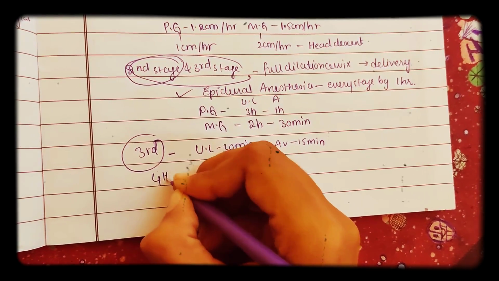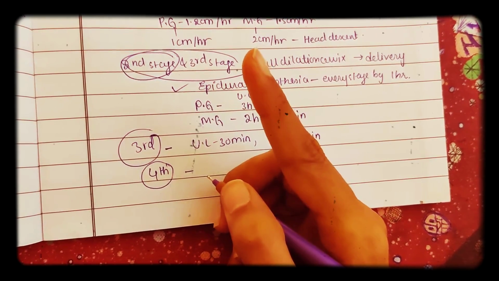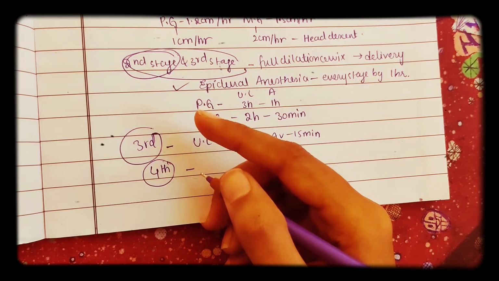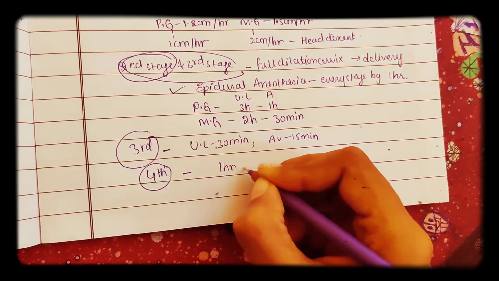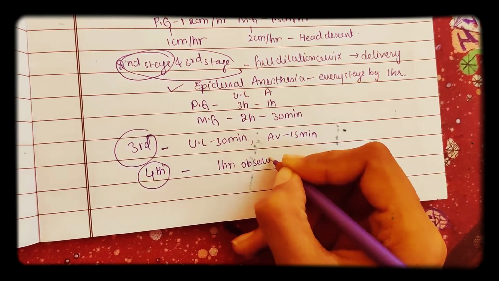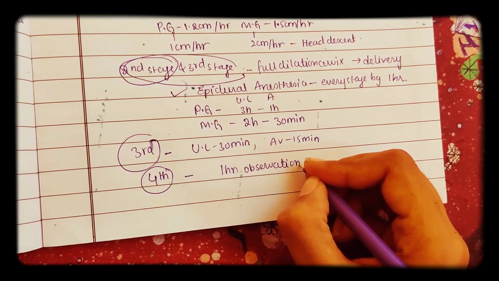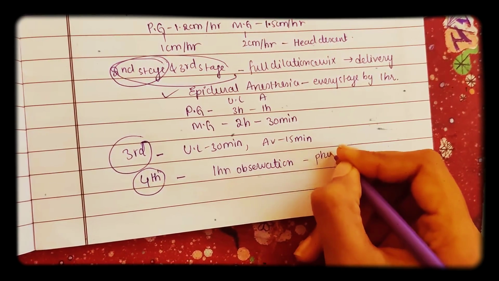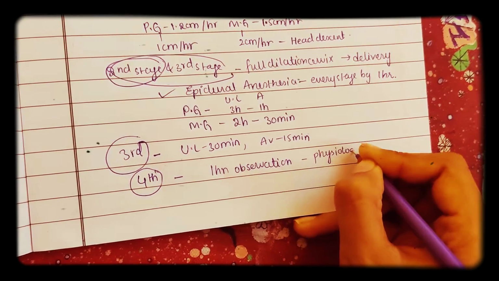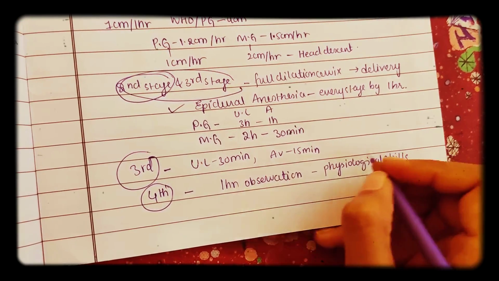So coming to the fourth stage of labor. In the fourth stage, there is a 1 hour observation period after the delivery of placenta. What is fourth stage actually? It is a 1 hour observation period. You need to observe right after the delivery. After delivery of placenta, the patient will experience some physiological chills. So you will see it is physiological, no need to worry, it is physiological chills.